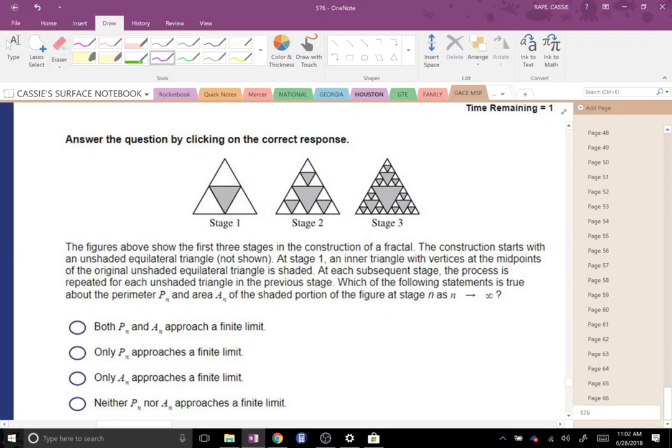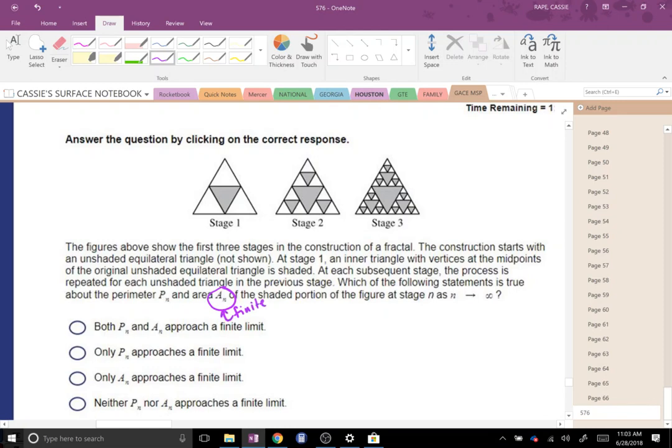However, the area, and in this situation they're calling area A sub n, the shaded area, it's going to be limited, which means it's going to be finite, because the entire fractal is bound within the area of the original triangle. So A sub n is finite.